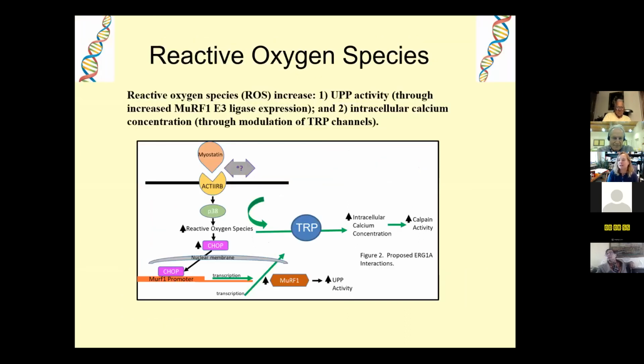Reactive oxygen species are also known to modulate degradation. For example, they will increase UPP activity shown here. Reactive oxygen species brought about by the p38 pathway, leading to activation of the CHOP promoter, which will then lead to transcription of MuRF. It can also, reactive oxygen species can increase calpain activity by activation of TRP channels, so that it does have an effect on proteolysis.